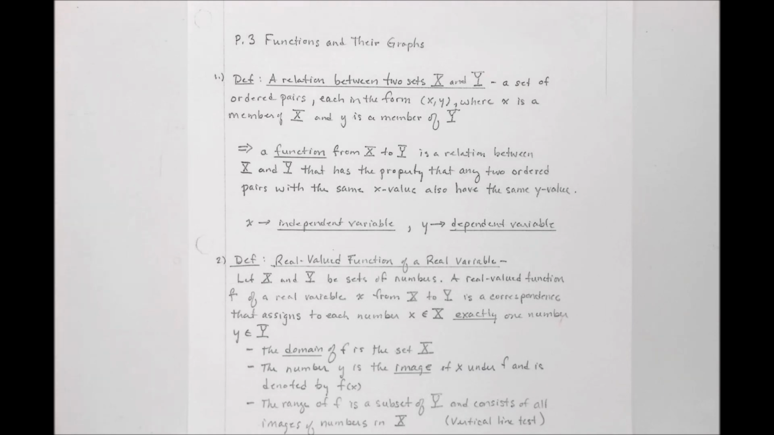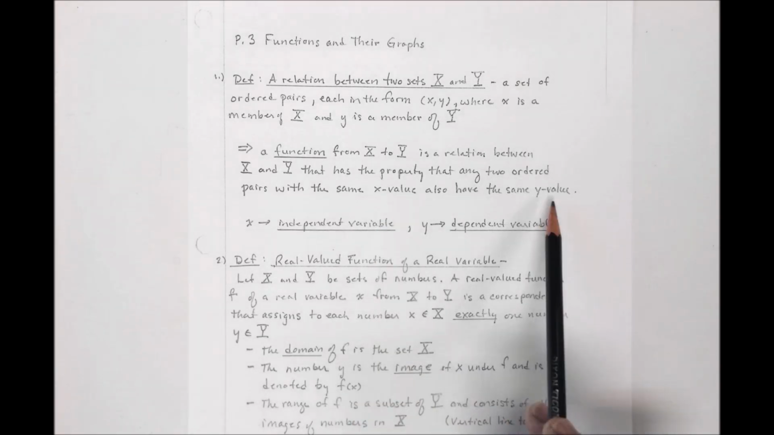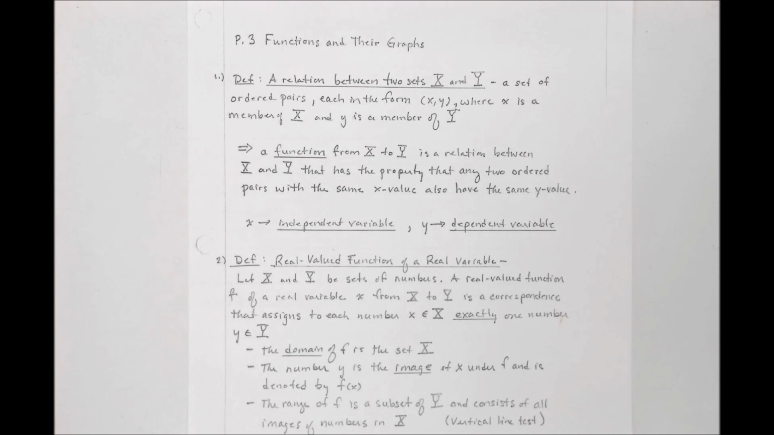Now, any set of ordered pairs, any kind of ordered pairs, would be considered a relation. But a function is a special type of relation. It is a relation between X and Y that has the property that any two ordered pairs that have the same x have to have the same y. You cannot have the same x with two or more different y values. Now, we usually refer to x as the independent variable and y as the dependent variable. And you guys should be familiar with that, which leads us to the formal definition of a real valued function.